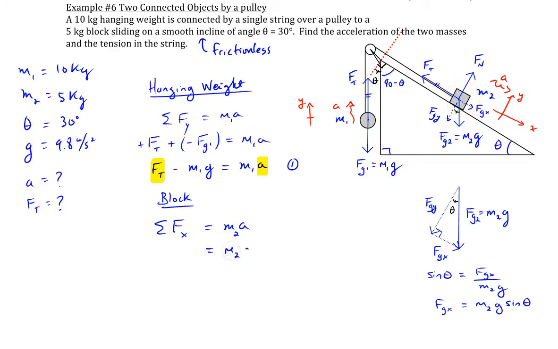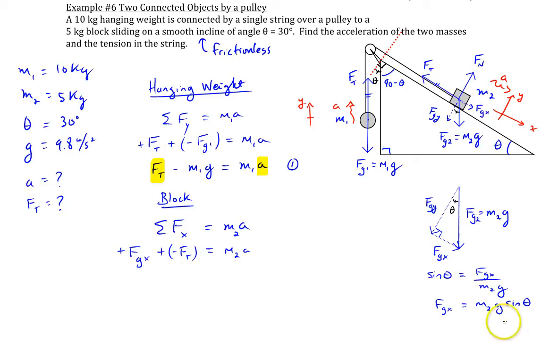So we'll rewrite the right side just as m2a. That's what the net force is equivalent to. And this means add all the forces along the x-axis. Forces that go in the direction of the acceleration here along our x-axis are positive. So Fgx is positive. But our tension, which we're adding, is actually negative.